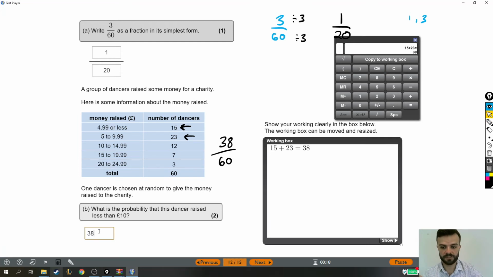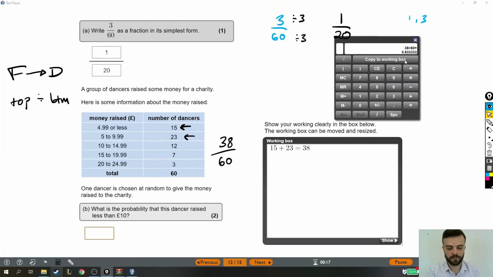But if I try to write that in this box, 38 slash, it doesn't let me put the slash in to represent the fraction, which means we can't give our answer as a fraction. We're going to have to give it as a decimal. To turn a fraction into a decimal, we looked at this on the last question. I don't know if you've seen that video. To go from a fraction to a decimal, you do the top divided by the bottom. So on our calculator, we take 38 and divide it by 60.